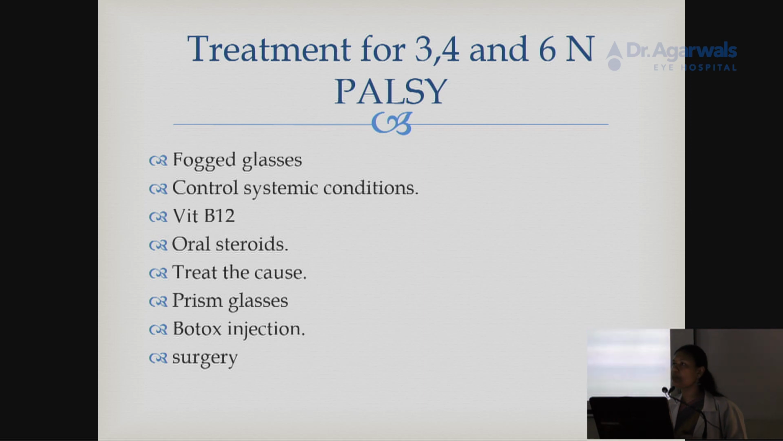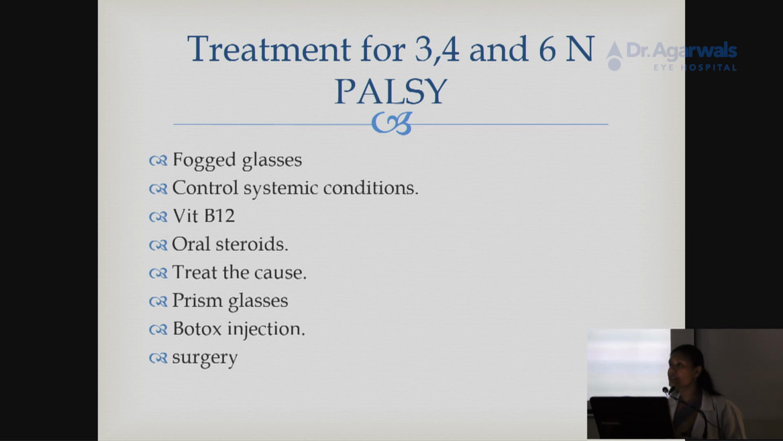Hypertension and diabetes should be brought under control. And vitamin B12, I generally give vitamin B12 to the patients so that the patient's recovery is faster. Oral steroids is debatable. Some people do advocate oral steroids. I generally don't give oral steroids to the patients. And treatment of the cause, if assumed that it's a space occupying lesion or increased intracranial pressure, first treat the cause. Obviously your third nerve palsy or sixth nerve palsy is going to become better.